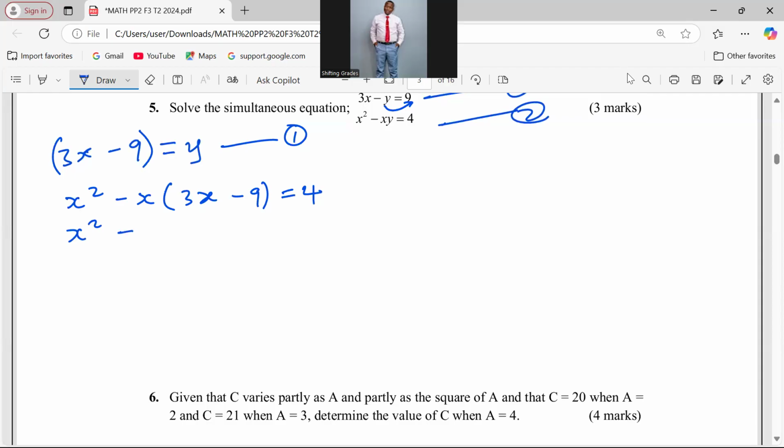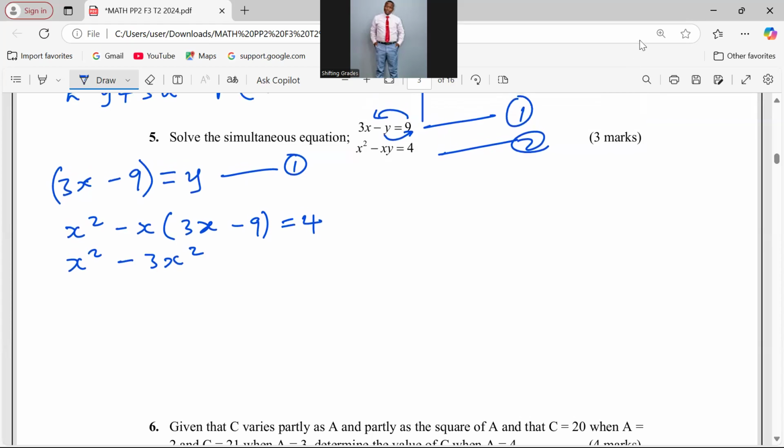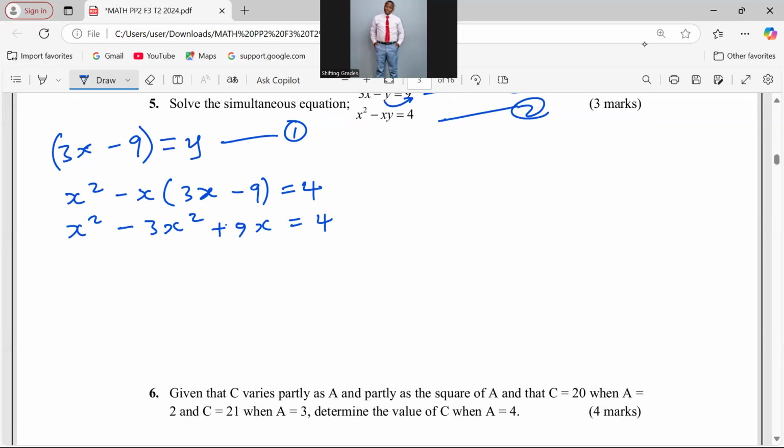X squared minus 3x squared. All right? Yeah, 3x squared minus, this now becomes positive, 9x equivalent to 4. I can see the equation is becoming quadratic. We have x squared minus 3x. So negative 2x squared plus 9x equals to 4.